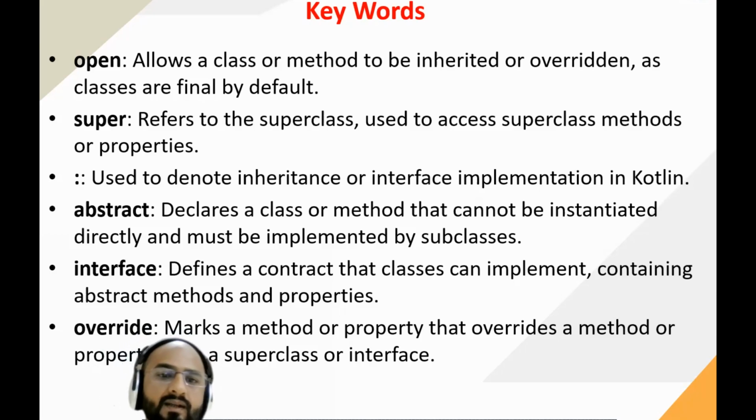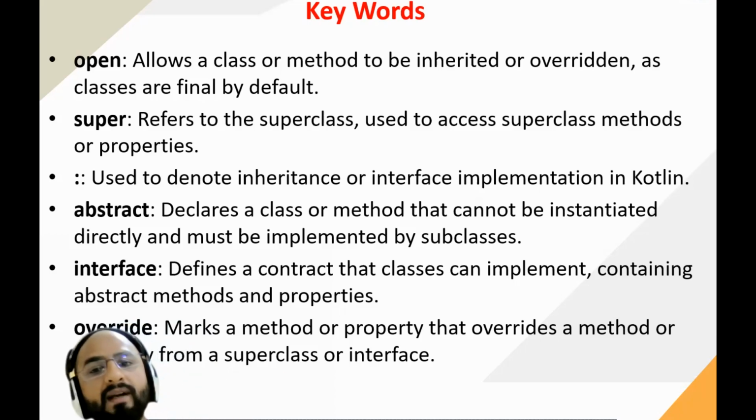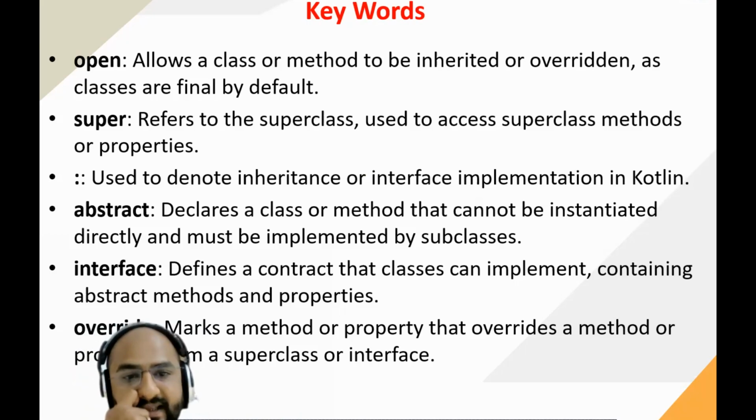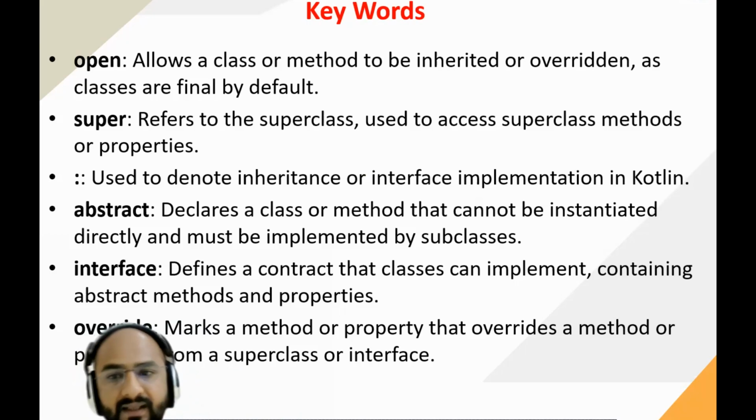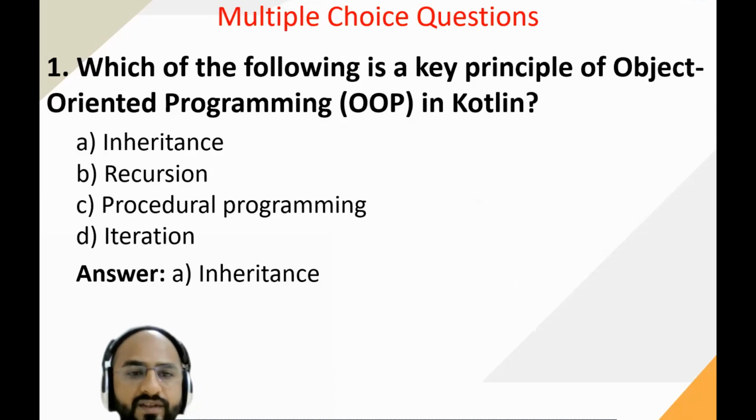Colon is the operator used to denote inheritance or interface implementation in Kotlin. So the colon operator is used to inherit a class and to implement an interface. Abstract is the keyword that declares a class or method that cannot be instantiated directly and must be implemented by a subclass. Interface is a keyword that defines the contract that classes can implement, containing abstract methods and properties. Override is the keyword used to mark a method or property that overrides a method or property from the superclass or inherited one.